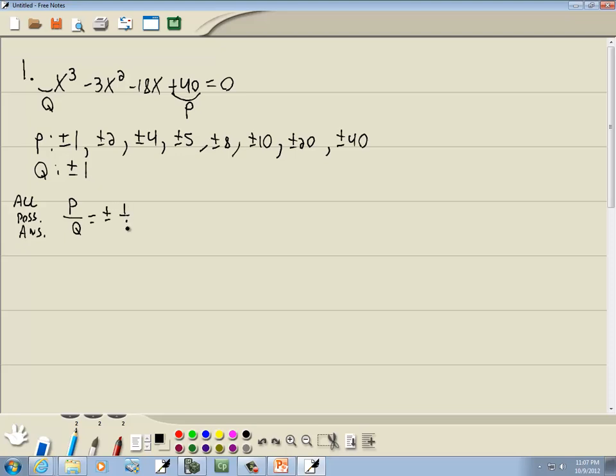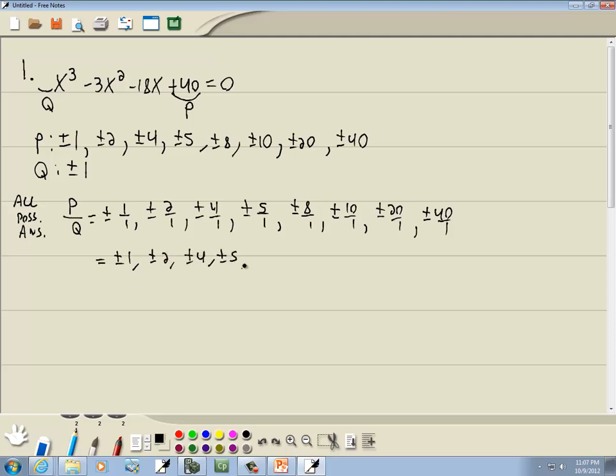So we got plus or minus 1 over 1, plus or minus 2 over 1, plus or minus 4 over 1, plus or minus 5 over 1, plus or minus 8 over 1, plus or minus 10 over 1, plus or minus 20 over 1, and plus or minus 40 over 1. Which gives us plus or minus 1, plus or minus 2, plus or minus 4, plus or minus 5, plus or minus 8, plus or minus 10, plus or minus 20, and plus or minus 40.